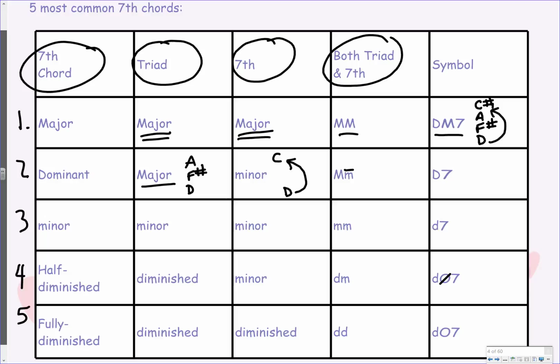So if I want to build a dominant 7th chord from D as the root, I will have to build a major triad, just like the major 7th. But what's the difference? The third column. In a dominant 7th, I need a minor 7th. So I've got to go up a minor 7th from D, and it would just be a C natural. So now you can see the difference between the major 7th and the dominant 7th chord.